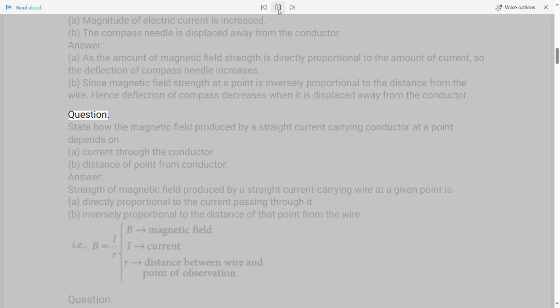Question. State how the magnetic field produced by a straight current-carrying conductor at a point depends on A. Current through the conductor, B. Distance of point from conductor. Answer. Strength of magnetic field produced by a straight current-carrying wire at a given point is A. Directly proportional to the current passing through it. B. Inversely proportional to the distance of that point from the wire.